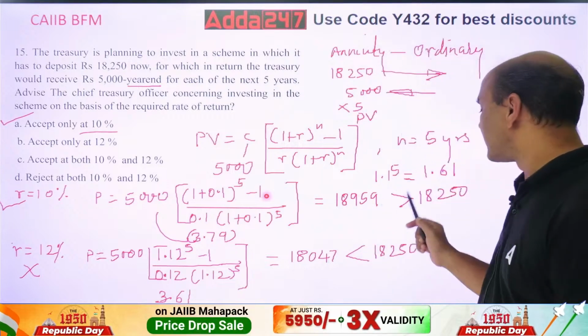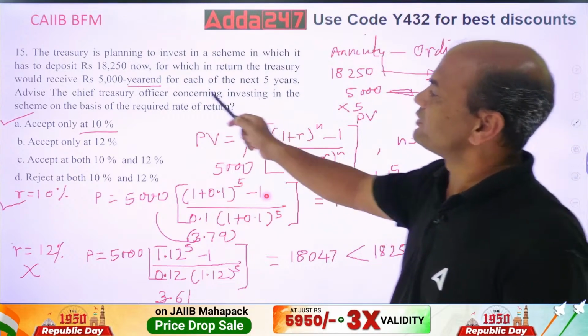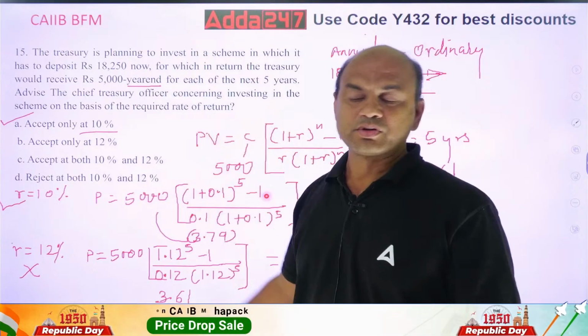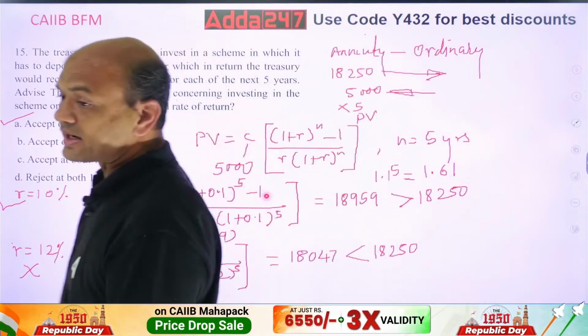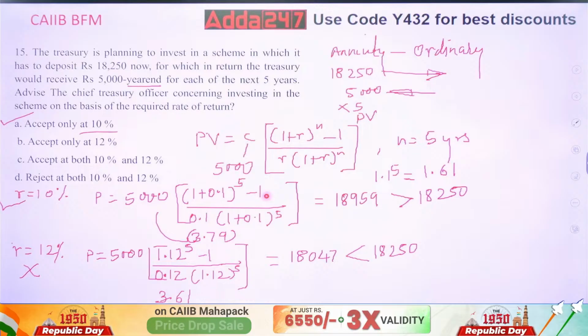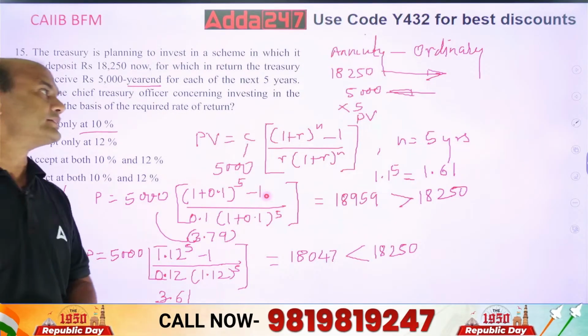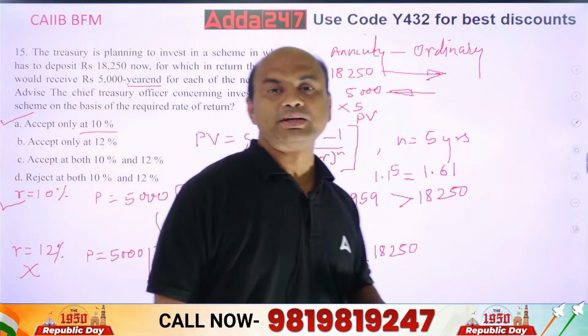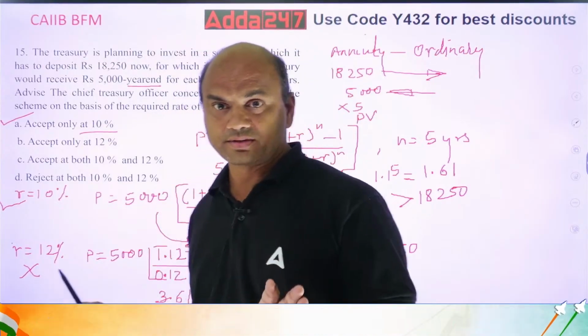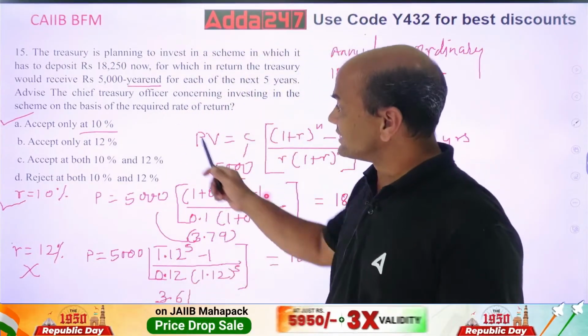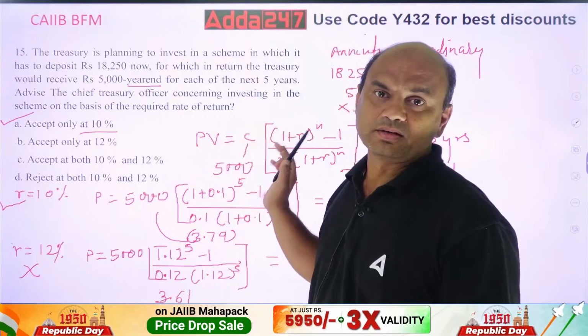18,959 is greater than 182... See how much am I investing? 18,250. So 18,959 is greater than 18,250. Right? Correct? So that's why I'll accept it at 10%.